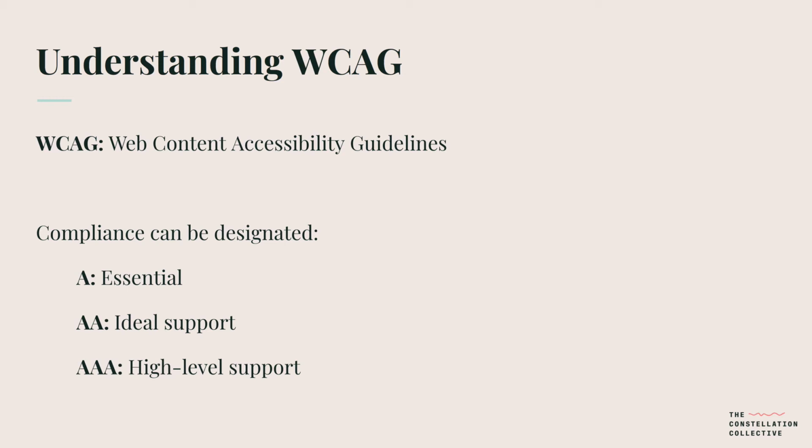The most current version of WCAG is version 2.1, and compliance can be deemed A, essential, AA, ideal, and AAA, high level. The Obama Justice Department used WCAG version 2.0 AA compliance as the working definition for digital accessibility in its lawsuits, and so that level of compliance is most often cited as the standard. But it's important to note that most of the new success criteria incorporated into WCAG 2.1 apply to cognitive disabilities, which are harder to use as the basis for a lawsuit, but which we learned earlier are still a very important component of accessibility.